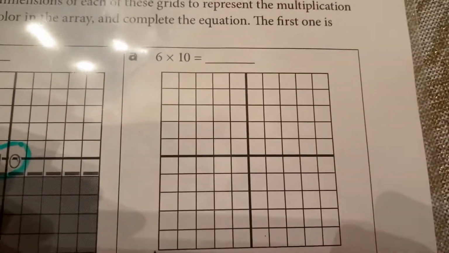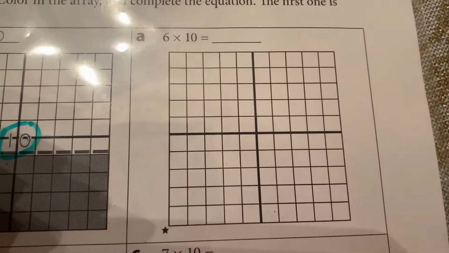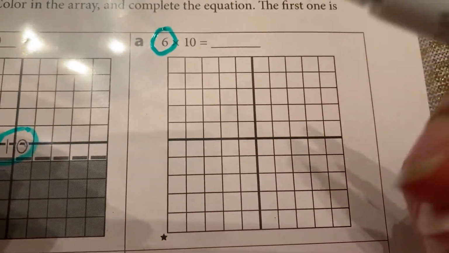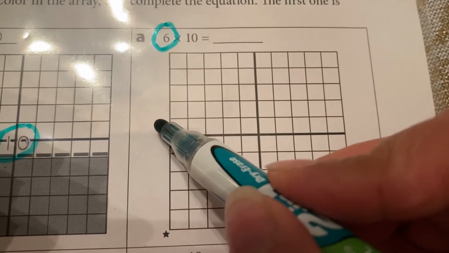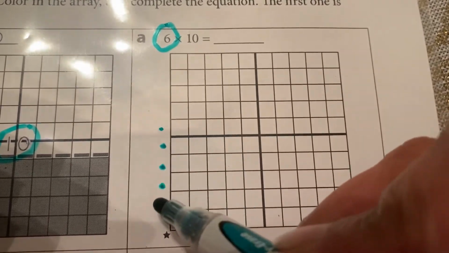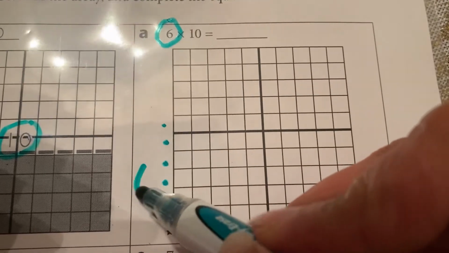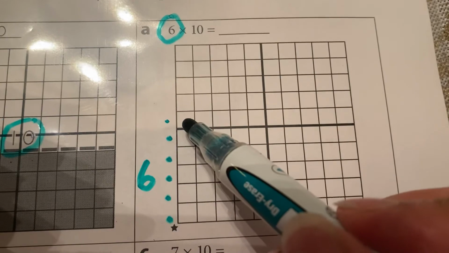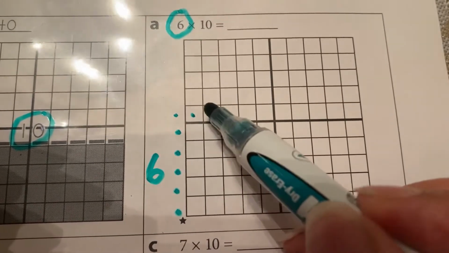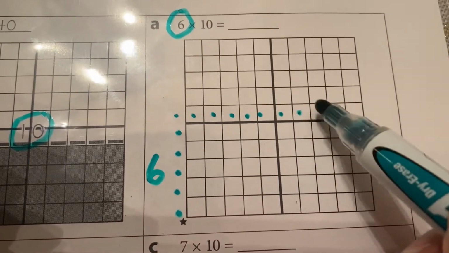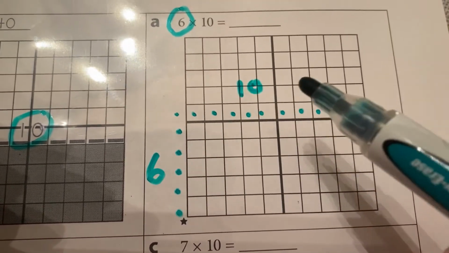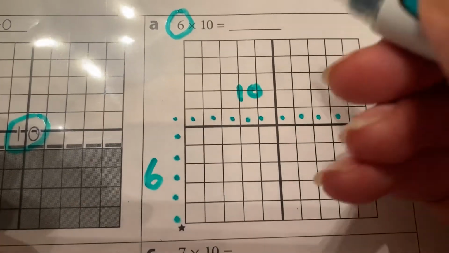So let's do a new one. 6 multiplied by 10. So 6 is our rows. You have 6 rows. 1, 2, 3, 4, 5, 6. These are our 6 rows. And then we have 10 columns. 1, 2, 3, 4, 5, 6, 7, 8, 9, 10. 10 columns.